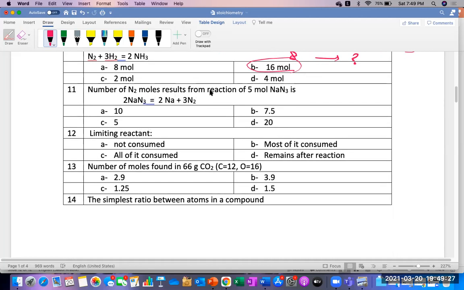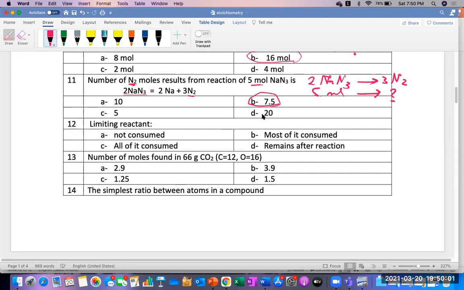Number of moles of N2 that results from the reaction of 5 moles of NaN3. Okay, so again, I will use the equation first. So if we have 2 moles of NaN3, it will give you, he asked about N2, so it will give you 3 moles of N2. So now if we have 5 moles, it will be 5 times 3 over 2. So it will be 5 times 3, it will be 15. 15 over 2, it will be 7.5.